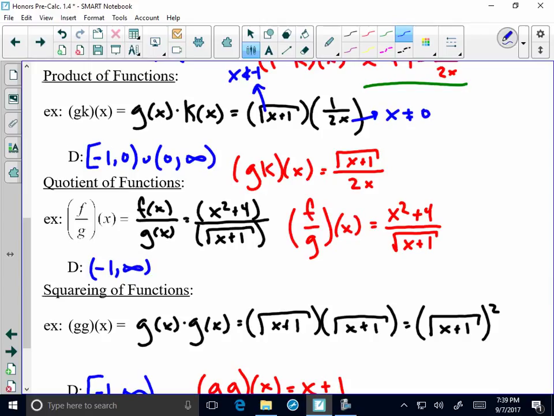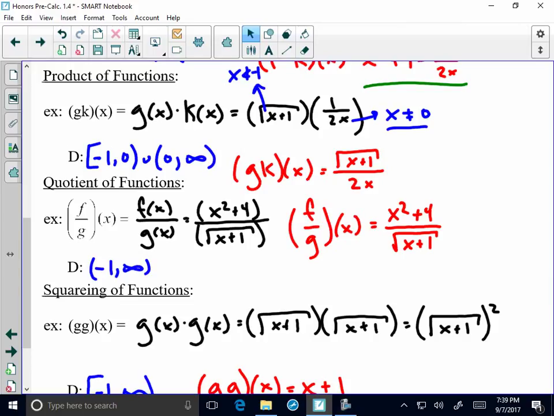So right here, excluding all x values less than negative 1, we will start our domain at negative 1, and we'll include that. And then we can't have x equal to 0, so our domain is going to go from and including negative 1 to 0. We take out 0, and then union with 0 to positive infinity. And for simplification here, we could just multiply that square root straight into the numerator. So we get g times k of x as the square root of x plus 1 over 2x.